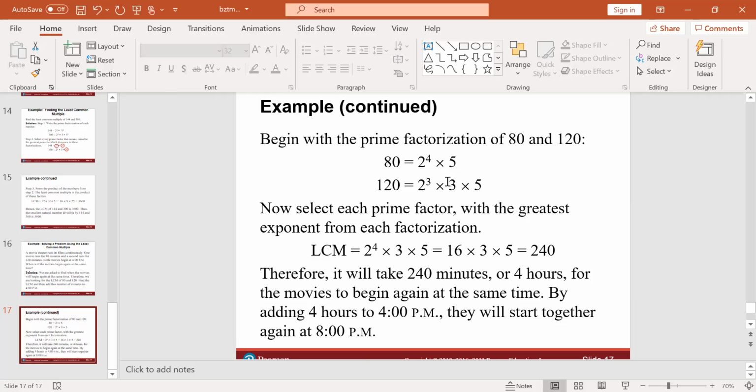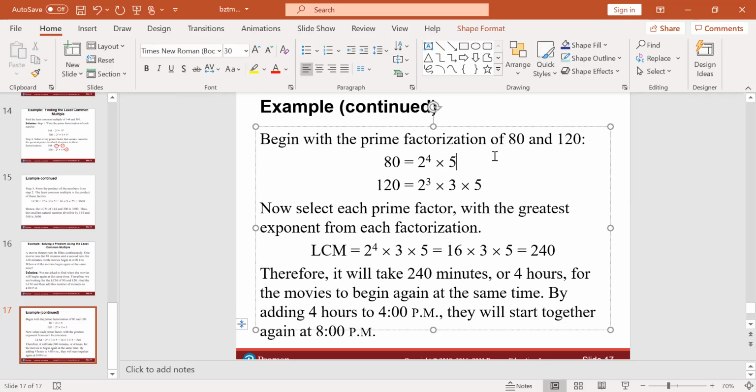Now 80 doesn't have any 3s, it has 0 3s. 120 has 1 3. So we're going to take the greater represented of the two, and we're going to end up with a single 3 in the LCM. Finally, 80 has 1 5. 120 also has 1 5. So 1 5 makes it into the LCM, and you end up with 240.